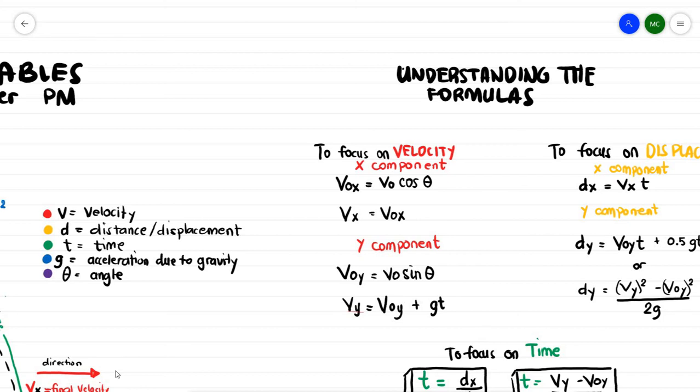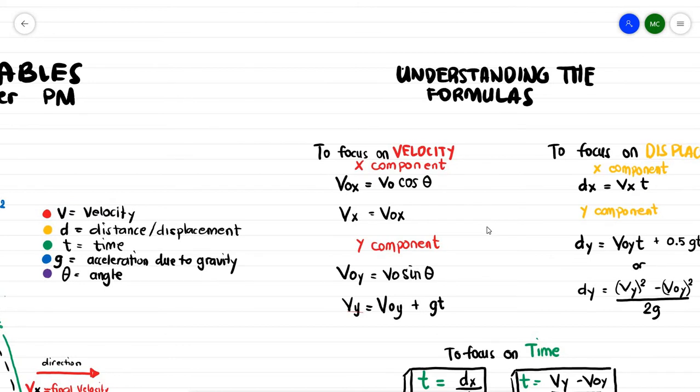Okay, this is part two of understanding more about projectile motion. So this time it's understanding the formula since we are done talking about the variables. So again, let's have a review. We have the velocity, we have the distance or displacement, we have the time, we have the gravity, and we have the angle theta. Okay?